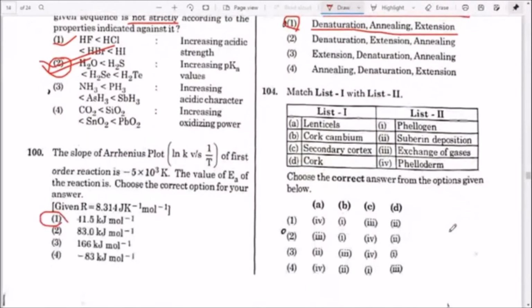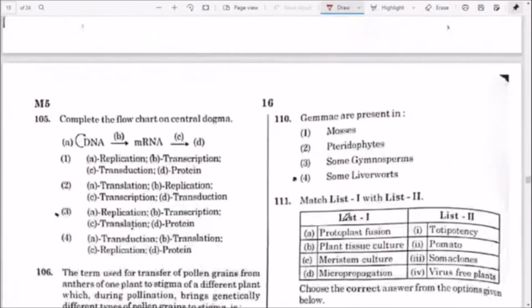Next, match list 1 with list 2. Lenticels, cambium, secondary cortex, and cork; phellogen, suberin deposition, exchange of gases, and phelloderm. Choose the correct answer from the options given below. Option number 2, where lenticels are exchange of gases, and cork cambium is phellogen, and secondary cortex is phelloderm, and cork is suberin deposition.